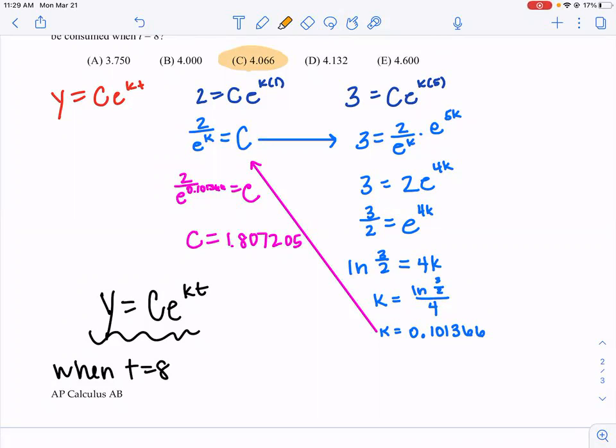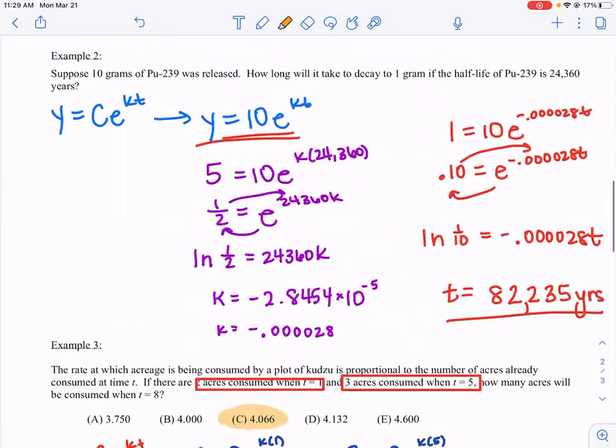Are we okay with the math that we just did? Okay. My biggest suggestion for you is if you get to a problem that has no initial amount, if it's half-life, you don't need an initial amount because you know y divided by c is going to be 1/2.